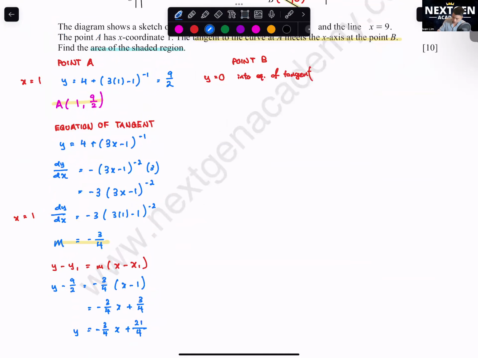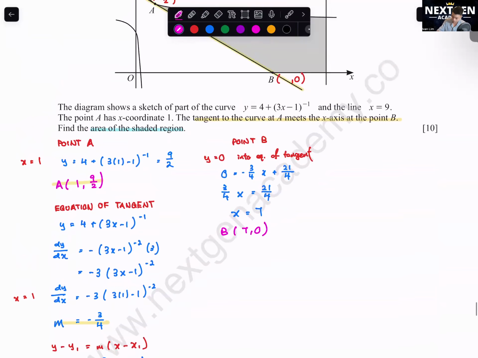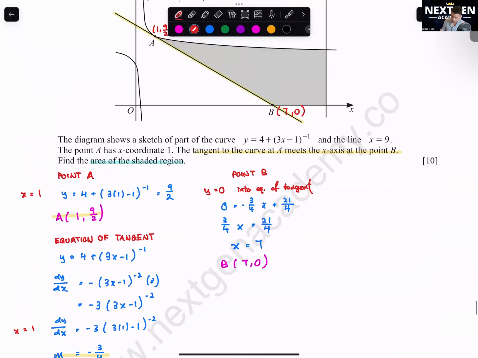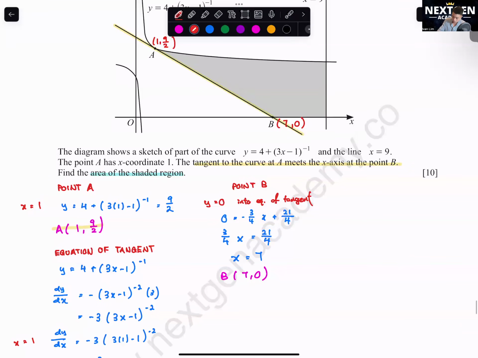Okay, over here, we will get 0 equals to minus 3 over 4x plus 21 over 4. Rearrange it. 3 over 4x equals to 21 over 4. x is equals to 7. Okay, so my point B is (7, 0). Okay, what else do we want to find? Now I have this ready.